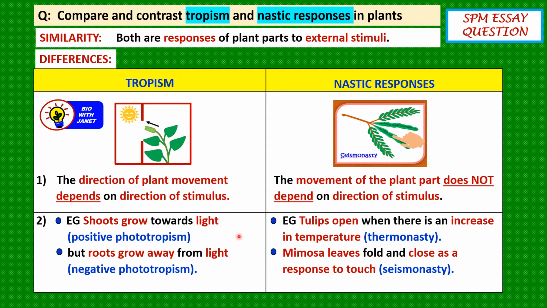Now, secondly, examples of tropism. Shoots grow towards light, and this is positive phototropism, whereas roots grow away from light in negative phototropism. For nastic responses, examples are as follows. Tulips open when there is an increase in temperature, that's called Thermonasty, and in Seismonasty, Mimosa leaves fold up and close as a response to touch.